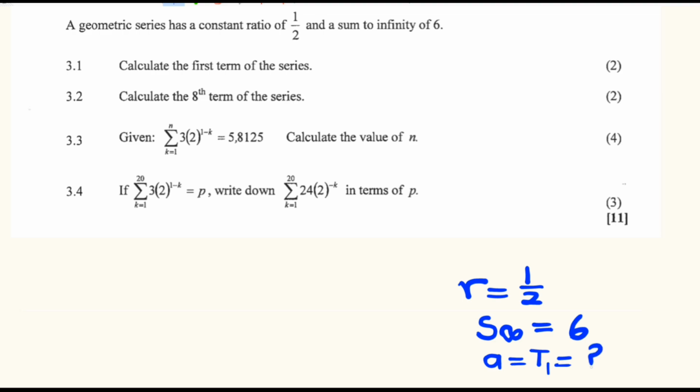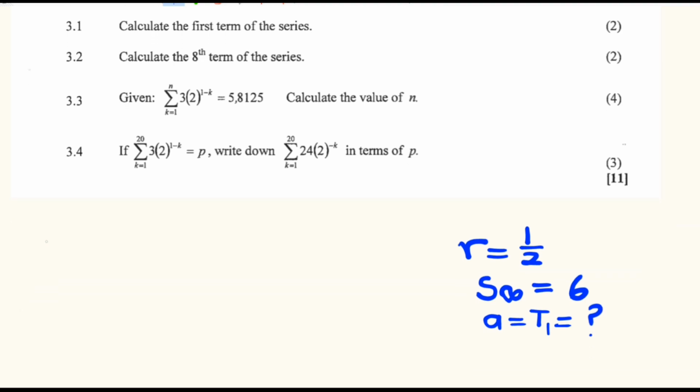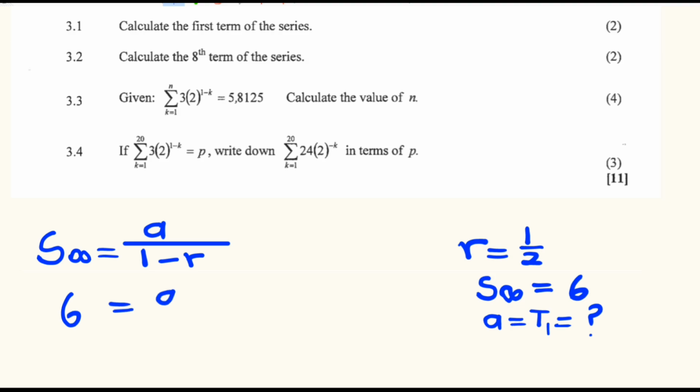Term number 1 is the unknown. We have the following formula of sum to infinity from the formula sheet. So sum to infinity is equal to a divided by 1 minus r. In the place of the sum to infinity, we substitute the 6, and we are to determine the first term, and we have 1 minus r, and the r we can write as 0,5. So 1 over 2 can be expressed as 0,5.